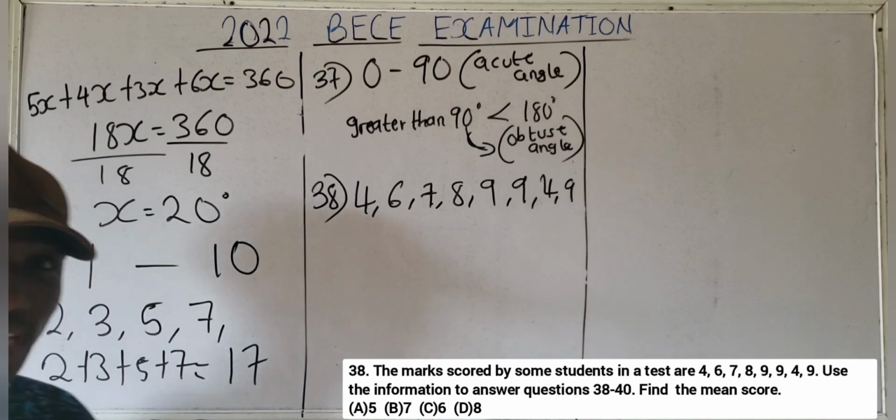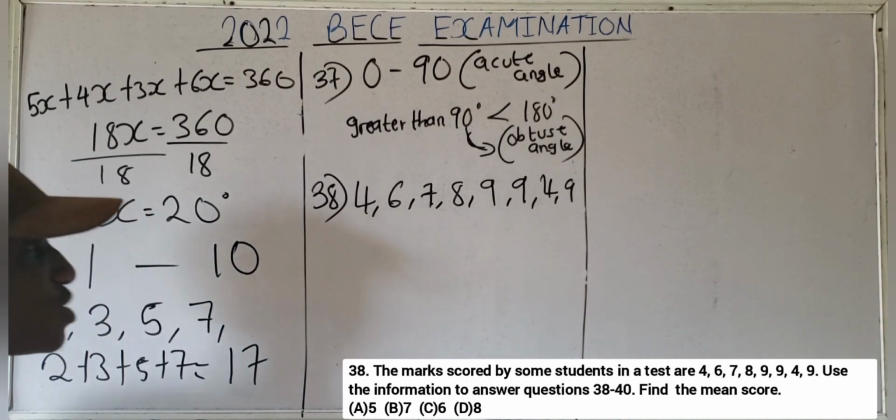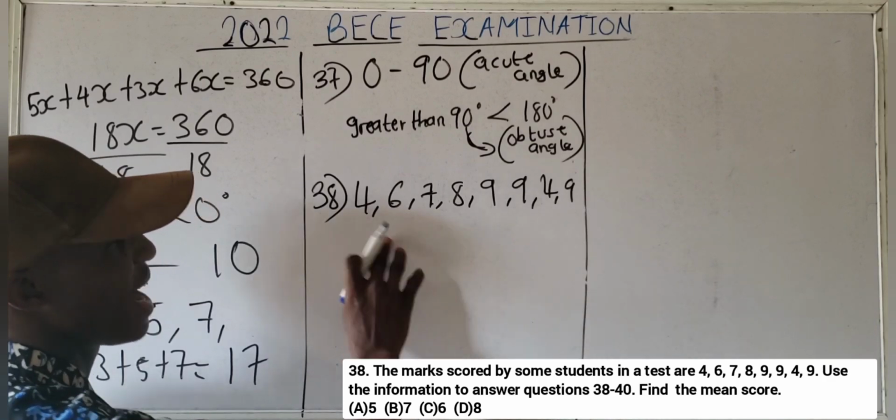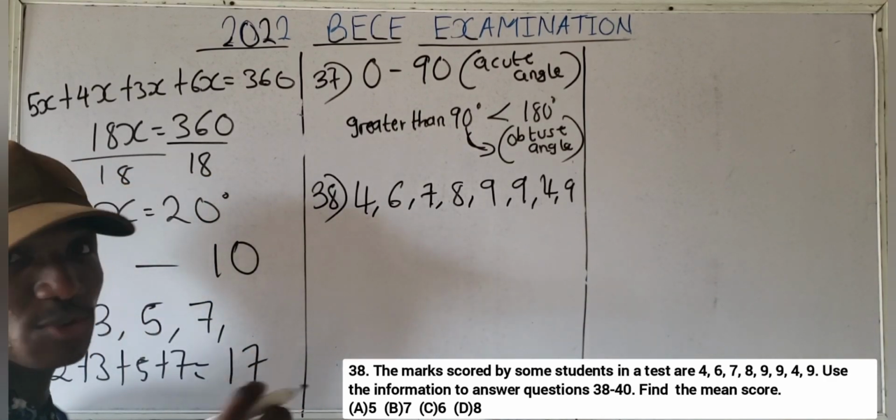Now, we've already done something like that, you understand? I told you that mean simply means average. So, to get the mean, you have to sum all of them together. Add all the numbers that you have together, divide it by the count of all. That will give you the mean, you understand?